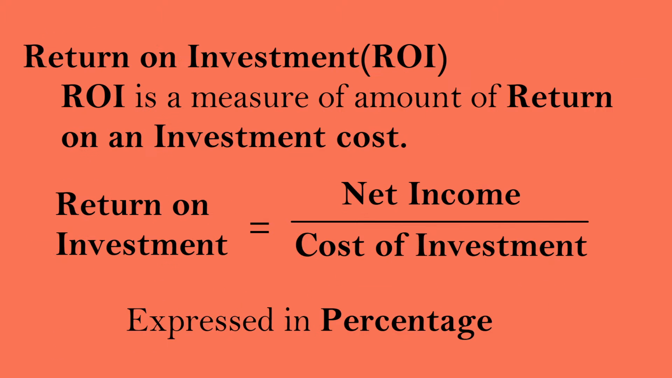Third one is return on investment. ROI is a measure of the amount of return on an investment cost. ROI is calculated as net income divided by cost of investment and expressed as percentage.